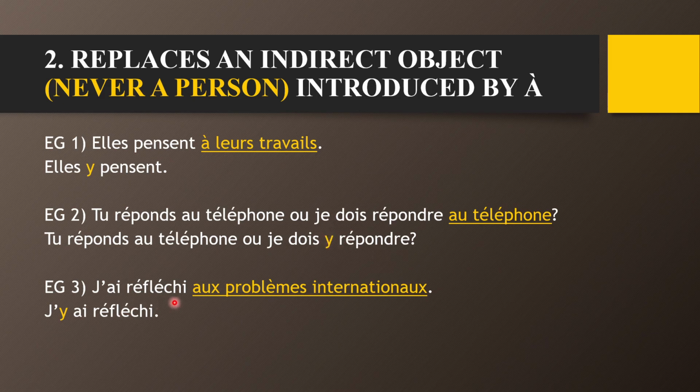J'ai réfléchi aux problèmes internationaux. I was reflecting about international problems. Now this is again a contracted form of à followed by a noun. So you have to use Y. This is a passé composé sentence, so you place it before the auxiliary. J'y ai réfléchi. I was thinking, I was reflecting over it. Okay, so you can see many different meanings that Y takes. We cannot ascribe one particular meaning to it.